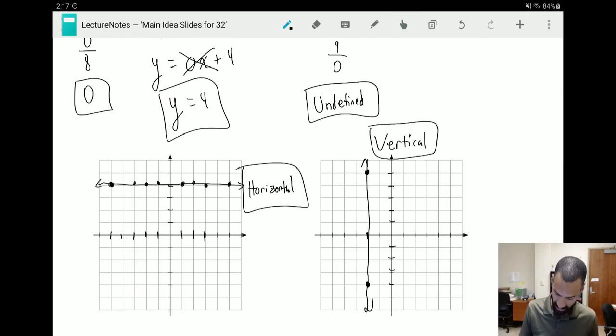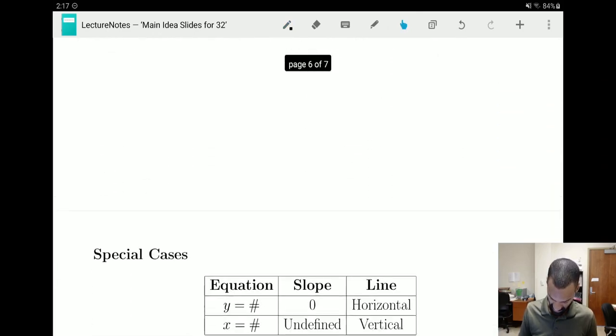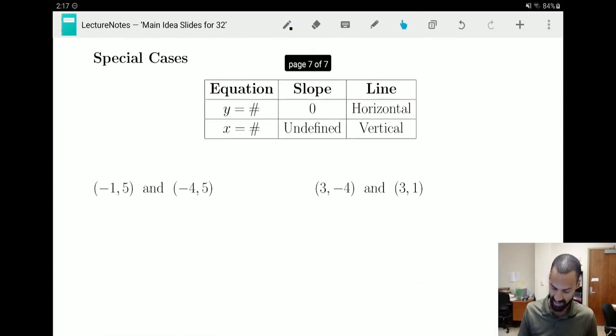All right, so we have a horizontal line whenever the y value stays the same. Whenever the x value is what stays the same, we have a vertical line. Okay, let's summarize that in a little table here. Here are our special cases. If you have a repeated y value, the equation is going to be y equals whatever that value is. The slope will be 0, and you will be dealing with a horizontal line. If you have a repeated x value, then you're dealing with an equation x equals whatever that repeated x value is. The slope is undefined, and you're dealing with a vertical line.